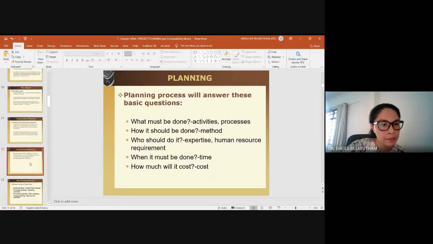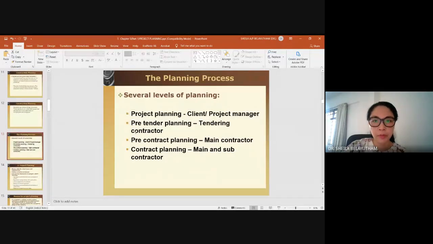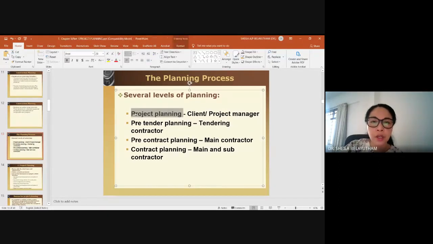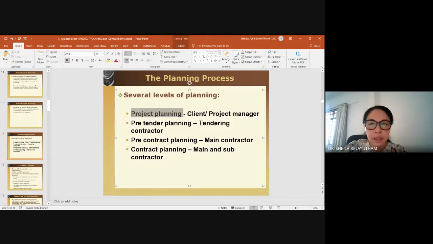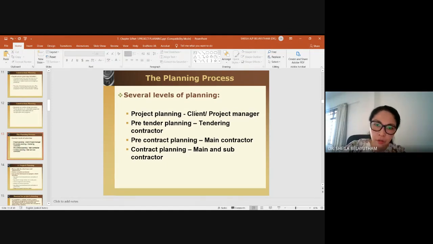The next part is on the several levels of planning. There are several stages of planning whereby in construction you would have something called project planning, pre-tender planning, pre-contract planning, and contract planning. The stages for each of the planning differ, and the relevant party who plans for each stage slightly differs. The first one is project planning. Project planning is done by the client and also the project manager that works for the client. It is not the project manager for the contractor. It is the project manager that works for the client.